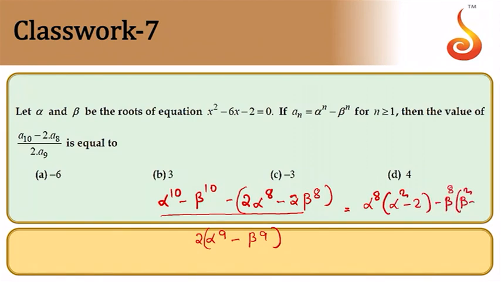Next step. If I take alpha to the power 8 common, we get alpha square minus 2, minus beta to the power 8 common, beta square minus 2, divided by 2 times alpha to the power 9 minus beta to the power 9. If you observe here, alpha square minus 2 is equal to 6 alpha. That we substitute here. If we substitute here, please write down.